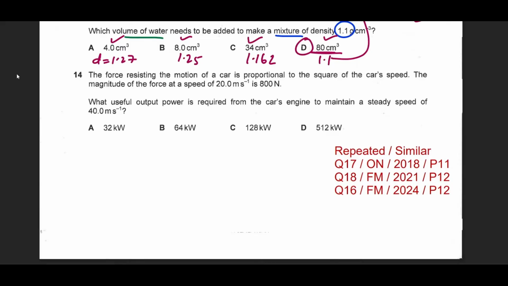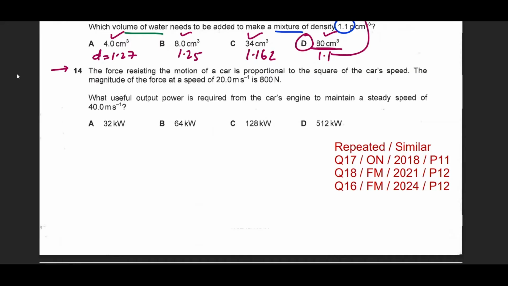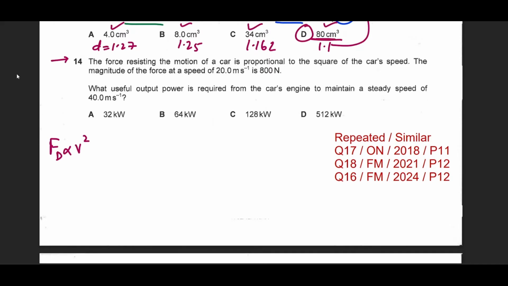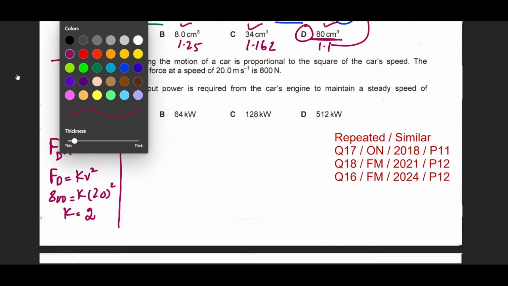He said that a force resisting the motion of the car is proportional to the square of the speed of the car. This is primarily the formula for the drag force, and it's not a part of your course, but I teach this to students: the drag force is proportional to v square, the velocity square of the object. So the magnitude of the force is 800 at a speed of 20. If I make the formula out of this, the drag force is equal to k times v square, so 800 equals k into 20 square. K comes out as 2, a constant value of 2. This will help us later.